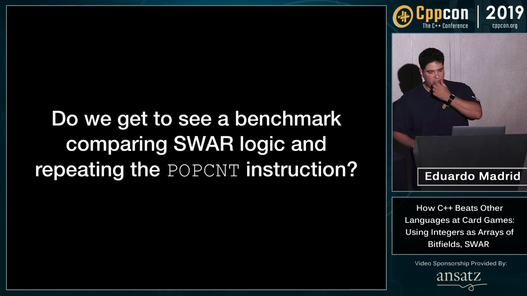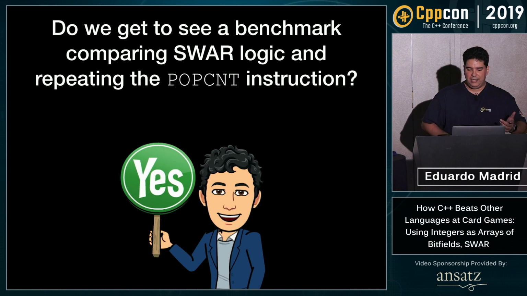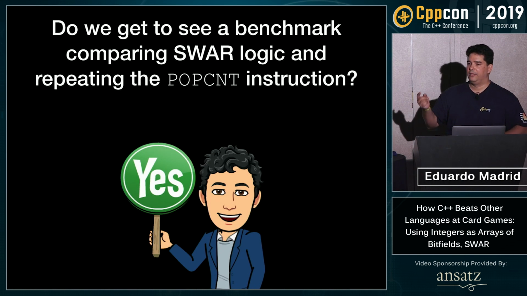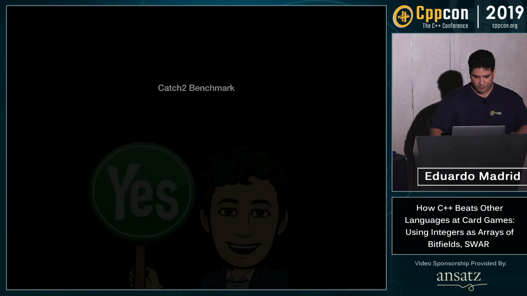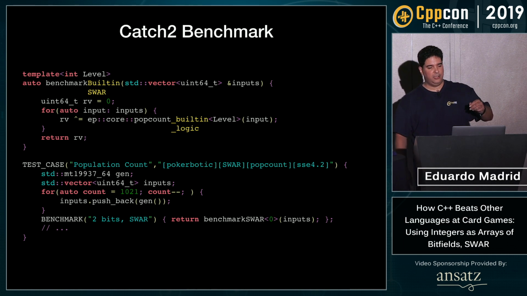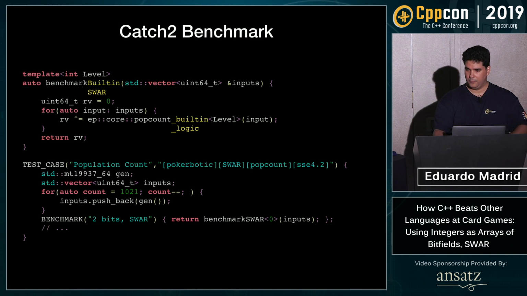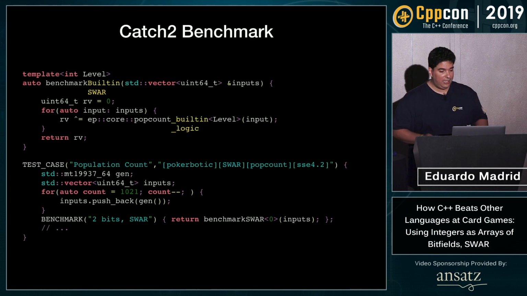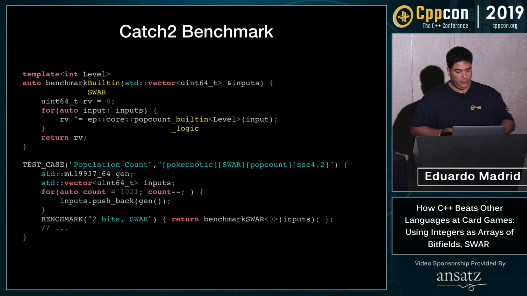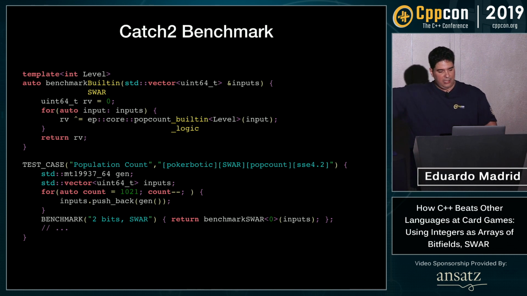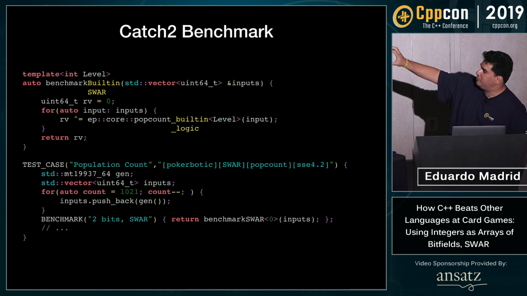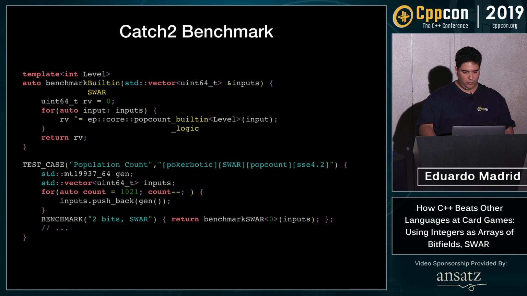Okay, let's see a benchmark between repeatedly calling the built-in, the assembly instruction that presumably is the fastest way to get a population count, and the use of the logic. So I have a Catch2 benchmark, and that Catch2 benchmark is going to just drive the first function. And I put in yellow the varieties. There is one that is logic, one that is built-in, and one that is a SWAR, and that's what we're calling.